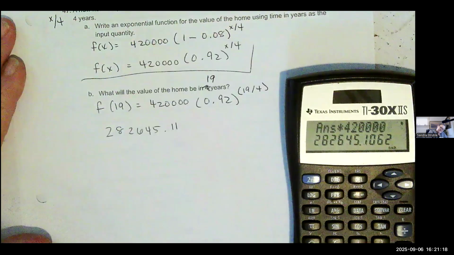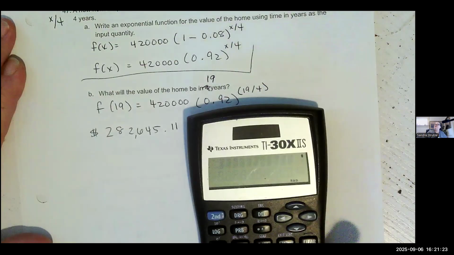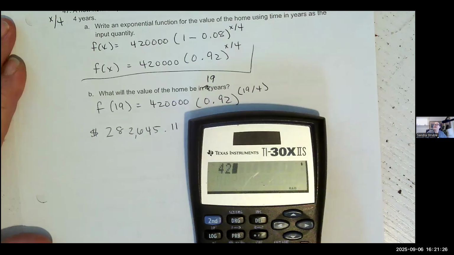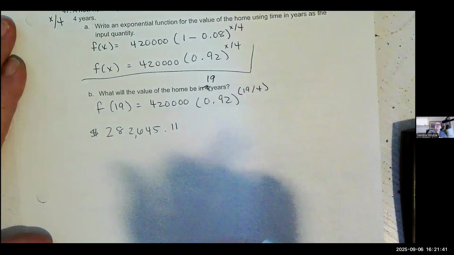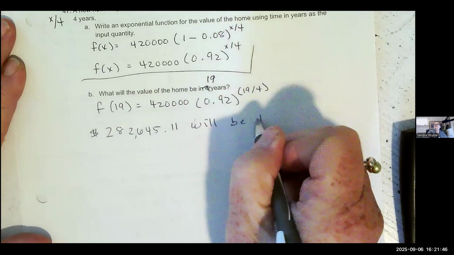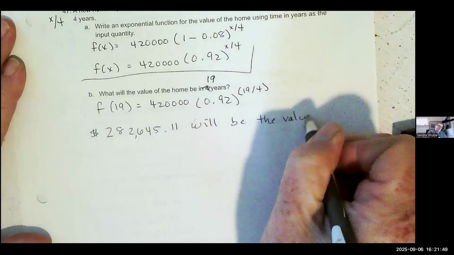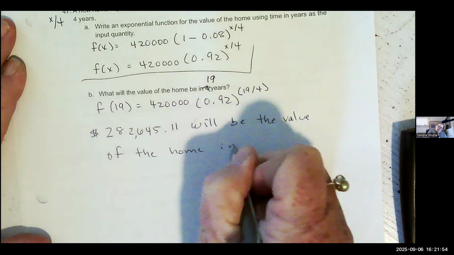So 11 cents. I am going to put it in for those who don't use order of operations. 420,000, open a parenthesis, 0.92, close parenthesis, caret, open a parenthesis, 19 divided by 4, close parenthesis equals. And I got the same number. Okay. That will be the value of the home in 19 years.